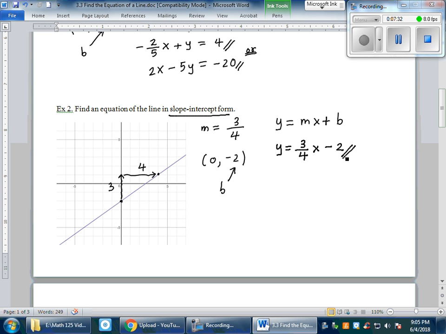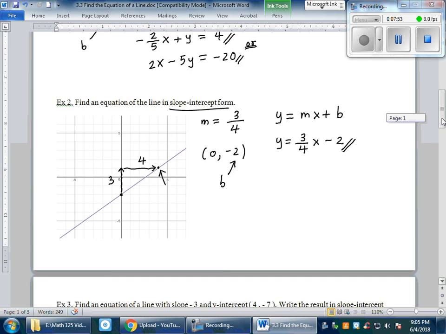We are done. Now you might have a question: what if my y-intercept is not a good point? Meaning it's not an integer. Then you're going to have to use a different point, like this point. You can use this point, and then you plug it into the point-slope formula to continue. Okay?